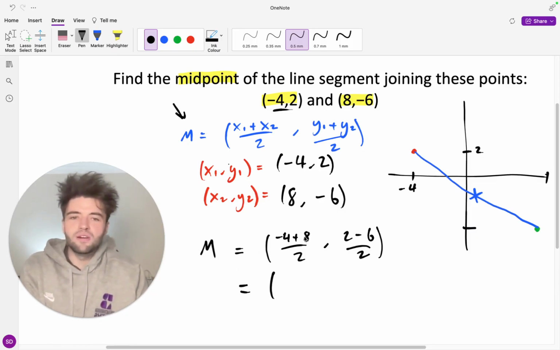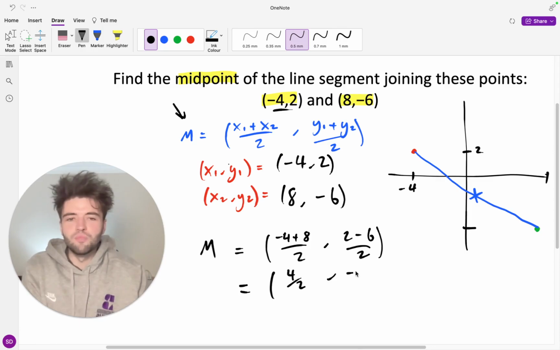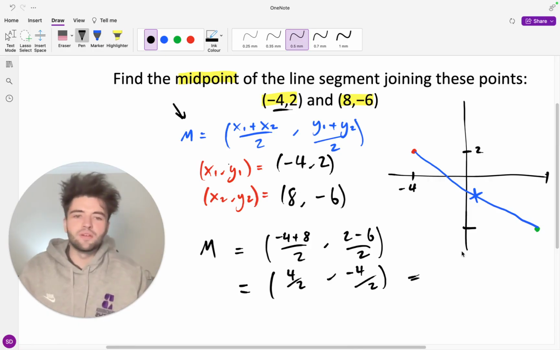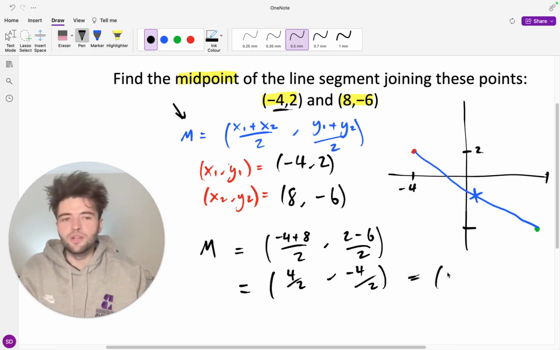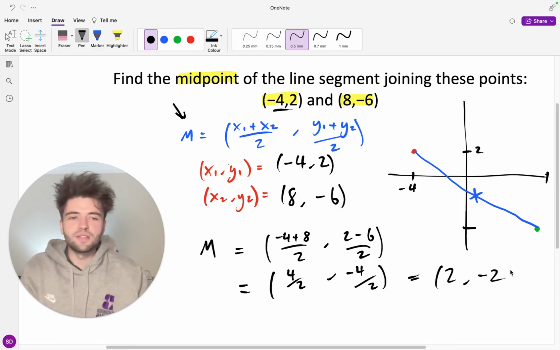So we have minus 4 plus 8, which is going to give us 4, and that's going to be over 2 here in a second. We're just going to go step by step, and then 2 minus 6 is going to bring us down to minus 4, so that's going to be minus 4 over 2 for our y value. And now we just need to simplify our fractions, which we can here, because we've got basically 4 over 2, which is going to be 2, and then minus 4 over 2 is minus 2. So that's going to be our midpoint.